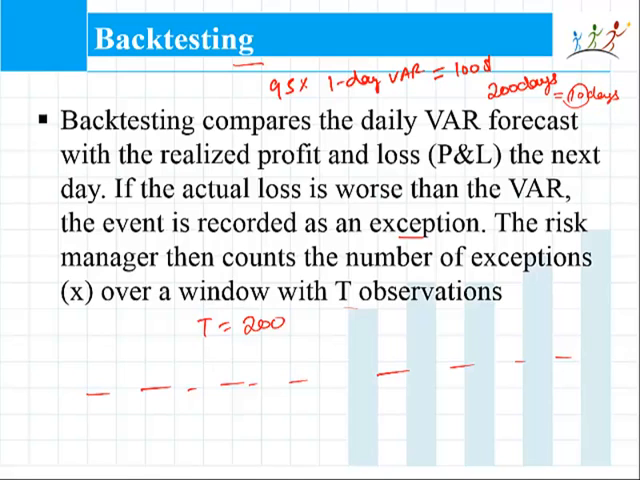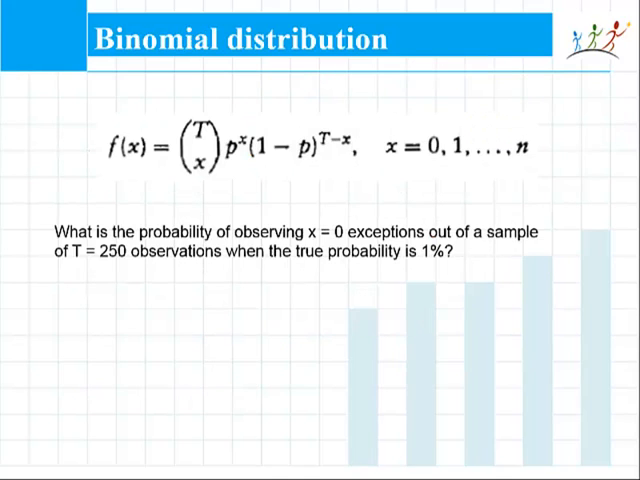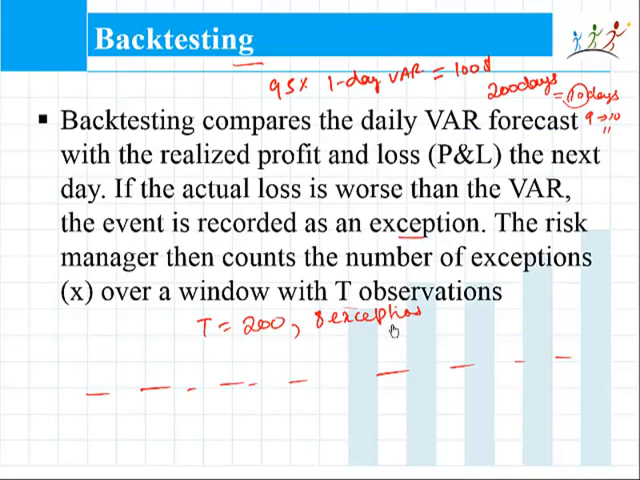However, is it a guarantee that we will exactly see 10 exceedances? It's possible that we see 9 also. It's possible that we see 10 also. Or we see 11, 12, 13, any number. If the question is asked that in 200 days, what is the probability that you see 8 exceptions, that is exactly 8 exceedances, then how will we calculate this probability?